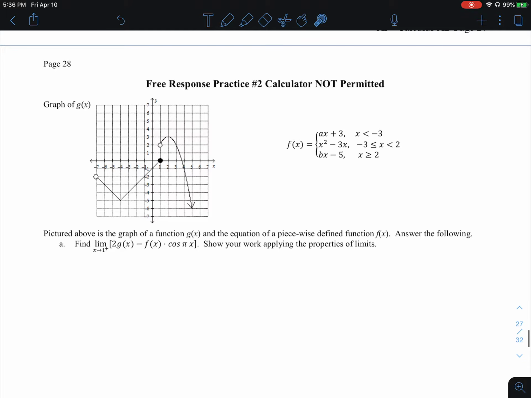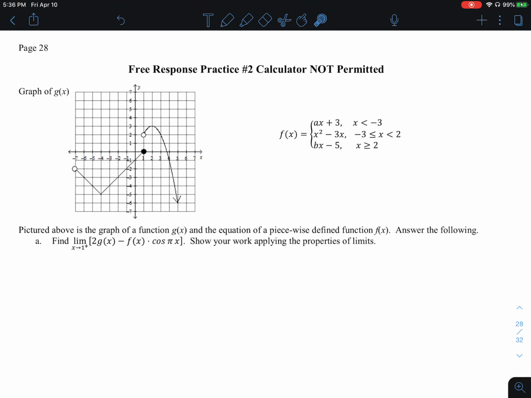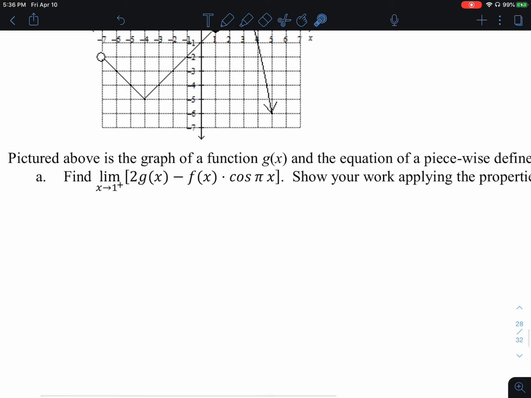All right. This next one is no calculator. So let's see if we can figure this out. Got two functions, g is a graph and f is written as a piecewise function. Pictured above is the graph of the function g of x and the equation of a piecewise function defined by f. Answer the following. A. Wow, what is this limit?